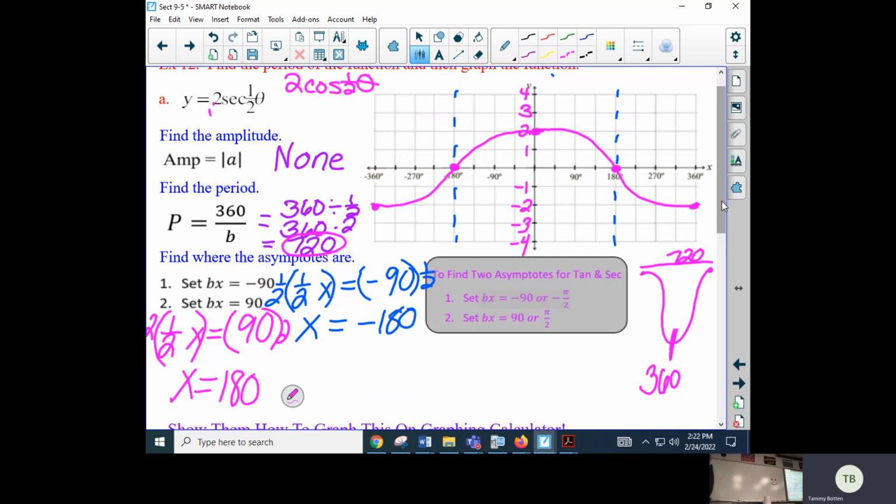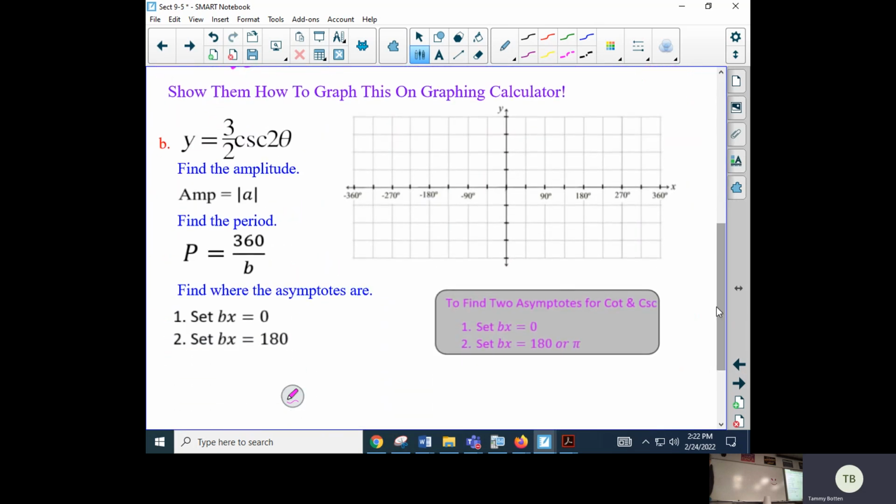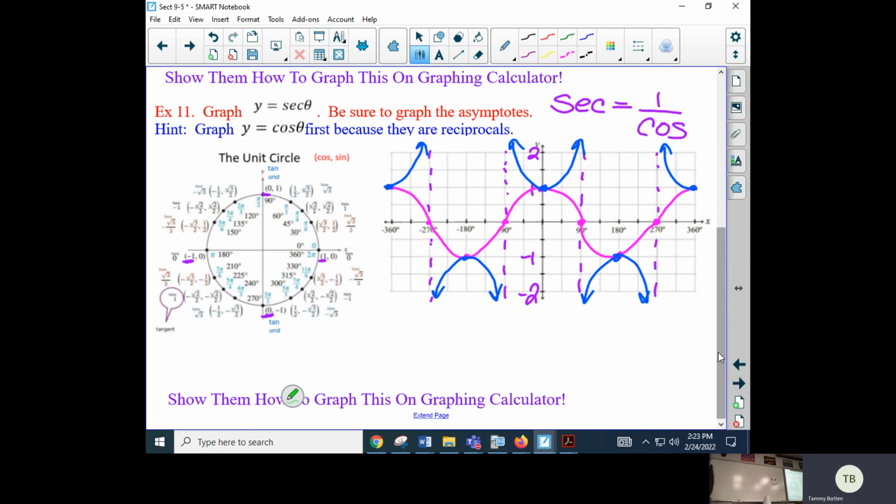All right, so now we have one more. Oh, no, but I'm not done. What am I not done with? I didn't do the secant. Do you get that I have to, because all I drew is just the cosine. So do you get that I have to do this? Right? One more question. And then we're done.